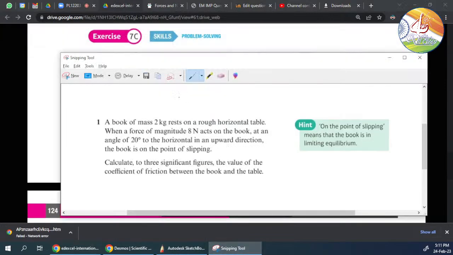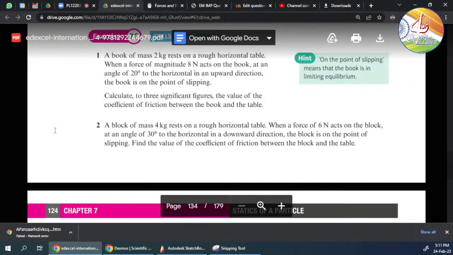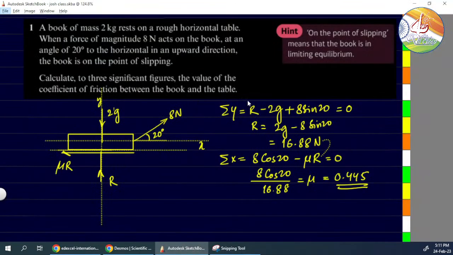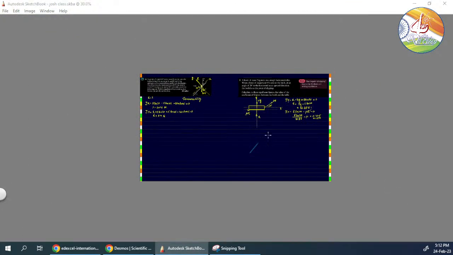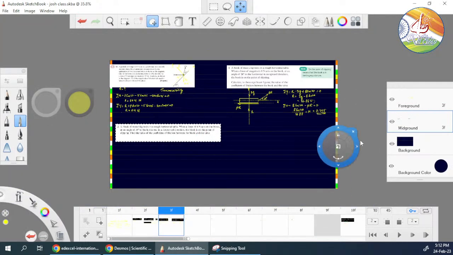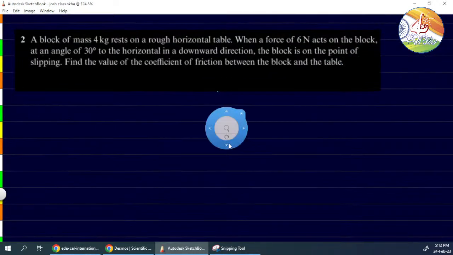Okay, so we have a block here. Okay, a block of mass 4 kg rests on a rough horizontal table, and a force of 6 Newton acts on the block at an angle 30 degrees to horizontal in downward direction. The block is at the point of slipping. I think this one also we have done.